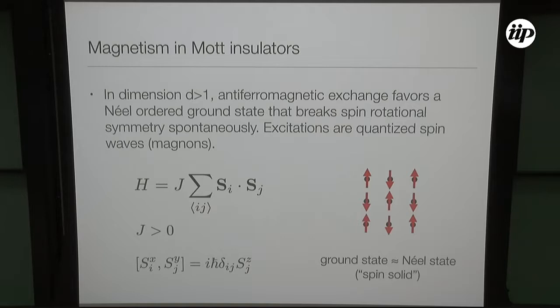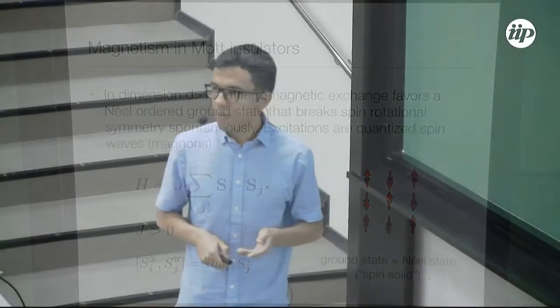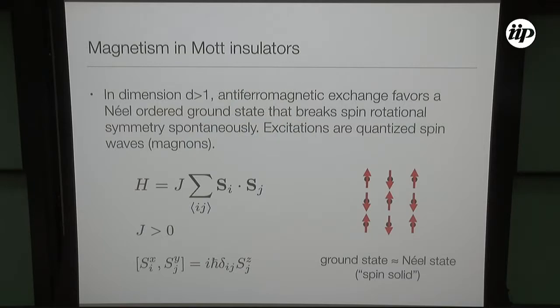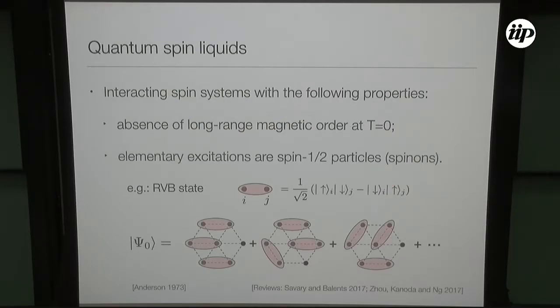And if you put this model on a bipartite lattice, the standard thing is to get a ground state that is Néel ordered, which means that the ground state breaks spin rotational symmetry spontaneously with this kind of up-down and up-down pattern. And then you can also talk about excitations on top of this kind of ground state, and the excitations would be quantized spin waves that we call magnons. So that's the conventional story.